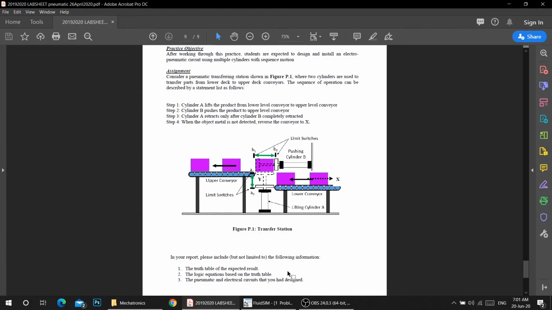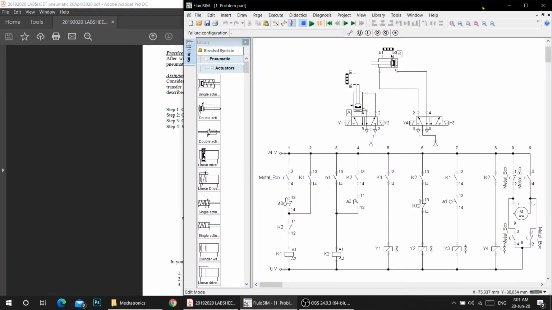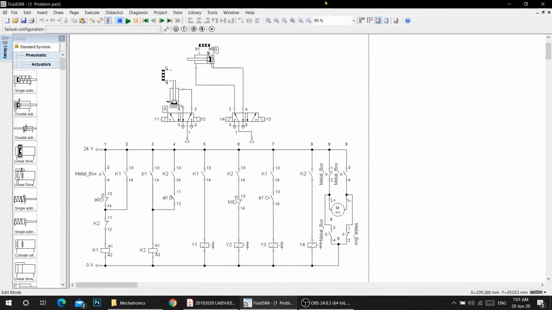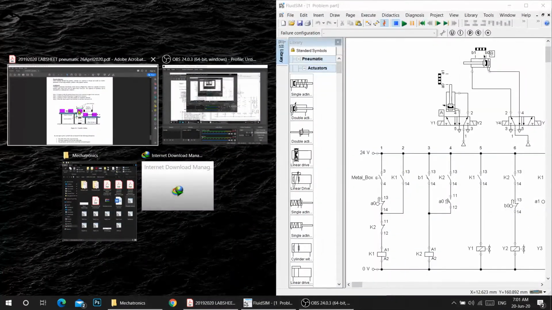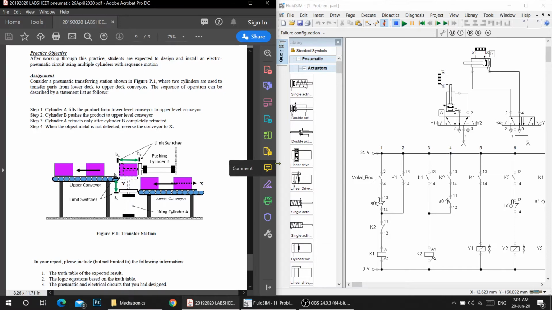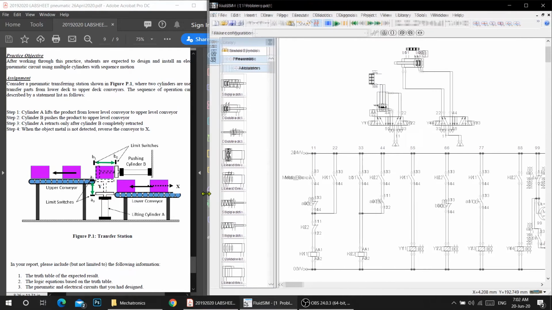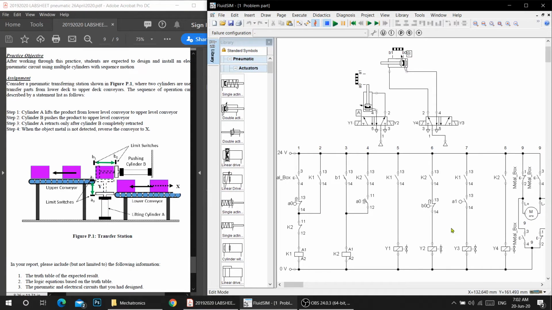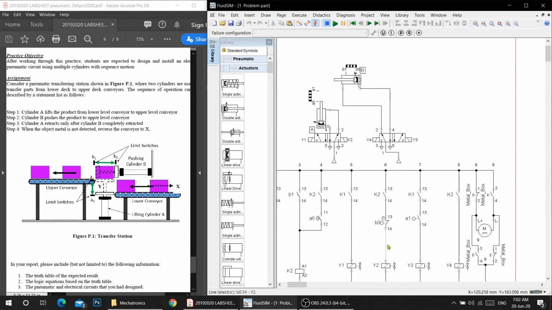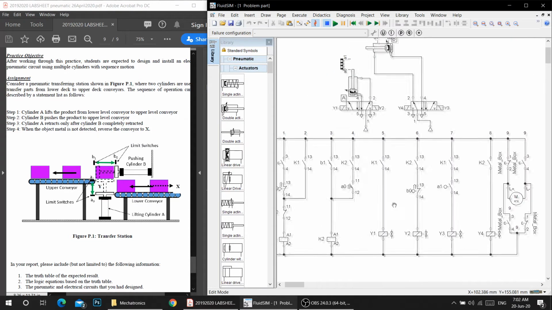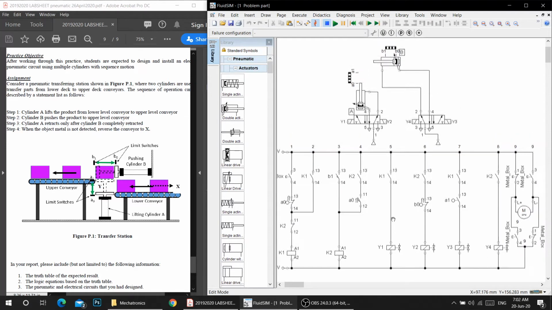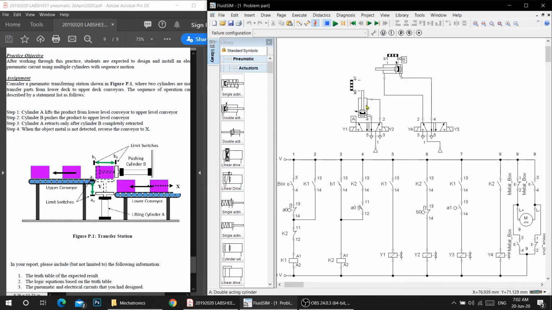Okay, so let's take a look at the simulation. As you can see, this is our diagram. Let me put them side by side so that you can compare the original circuit and the circuit that we built. As you can see from this over here, this is the cylinder A, the one on the bottom, and this is the cylinder B, the one that pushes the box to the upper layer conveyor.